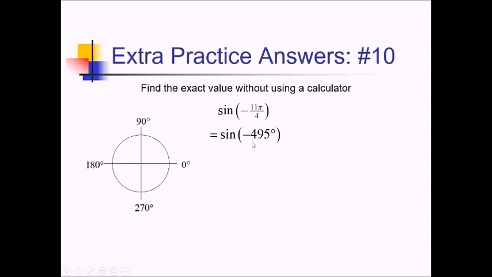Next, let's see what this is as a positive angle. So if I add 360, that's only going to bring me up to negative 135. Adding another 360 brings me to positive 225. Now 225 I know is here in quadrant 3. And the reference angle there, we are 45 degrees away from the 180 line. Sine is going to be negative down there because y values are negative below the x-axis. So this is going to be negative sine of 45. Sine of 45 is radical 2 over 2. So this then is negative root 2 over 2.